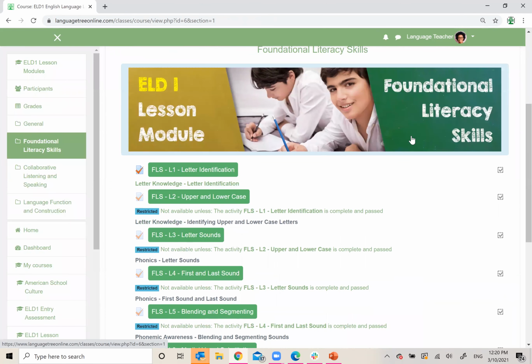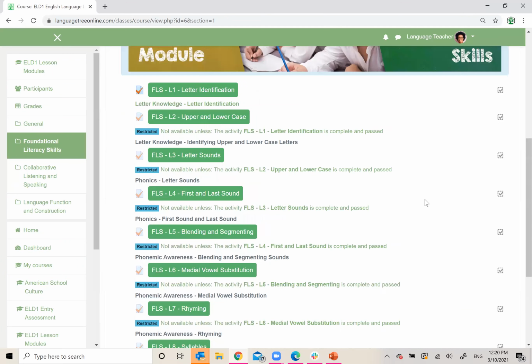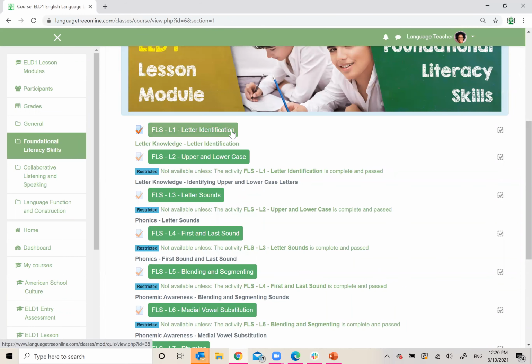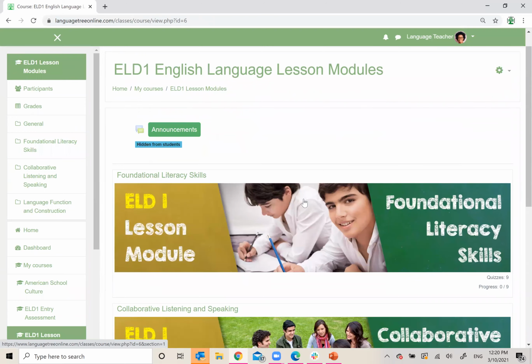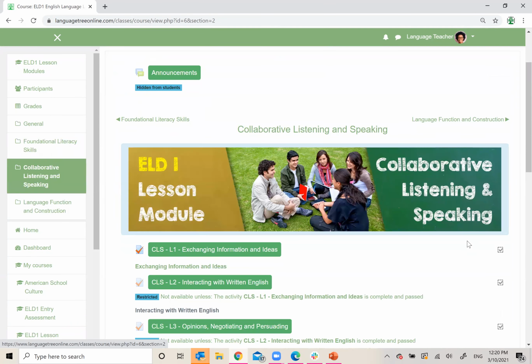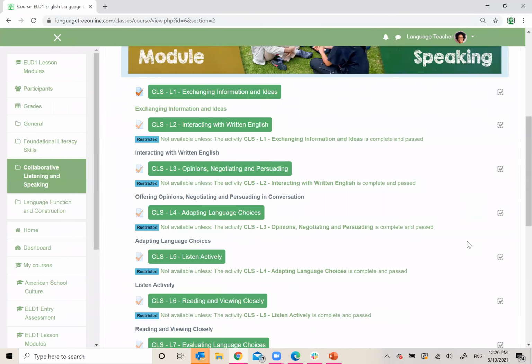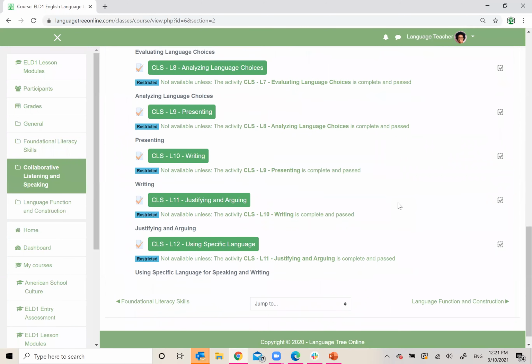And you can see here in foundational literacy skills, there's a total of 9 lessons. And so students would start with lesson number 1, and they would need to get 80% or higher to move on to lesson 2. If they get below that, they'll have to keep retaking that lesson until they can achieve 80% or greater. Then collaborative listening and speaking. This bucket area has a total of 12 lessons. And again, they would start with lesson 1 and have to get 80% or higher.